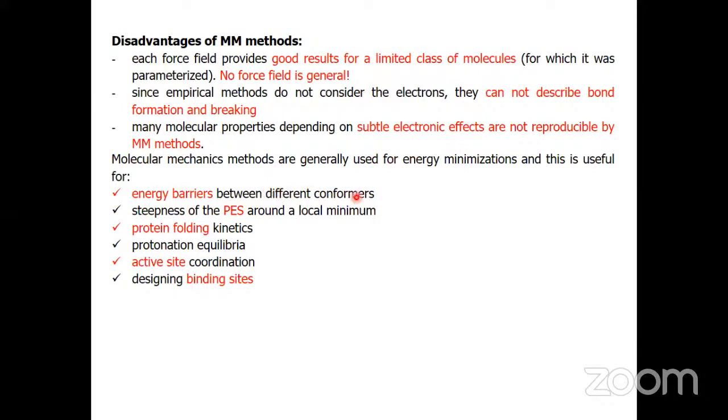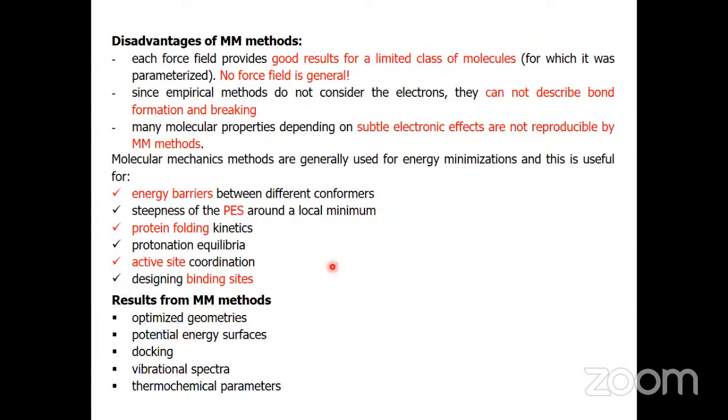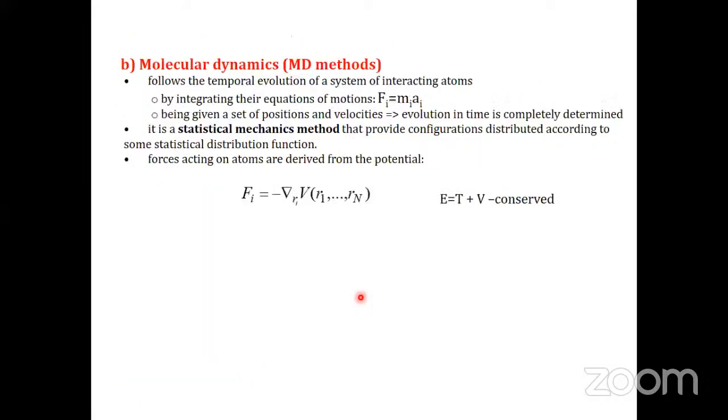So molecular mechanical methods are generally used for energy minimization, and this is useful for energy barriers between different conformers, steepness of the potential energy surface around a local minimum, protein folding kinetics, protonation equilibria, active site coordination, and designing binding sites. With the help of this, the results of molecular methods can lead to optimized geometry, can produce potential energy surfaces, and docking, which is gaining a significant amount of interest nowadays. Docking, I do not work in this area. Then vibrational spectroscopy, and also some thermochemical parameters.